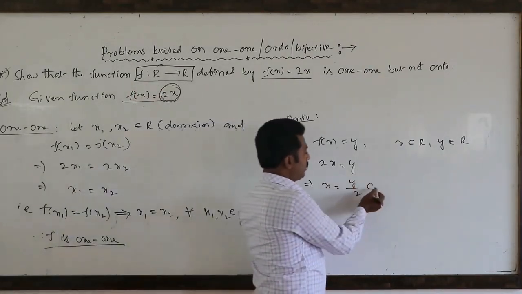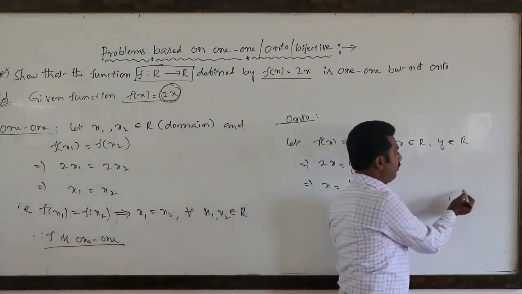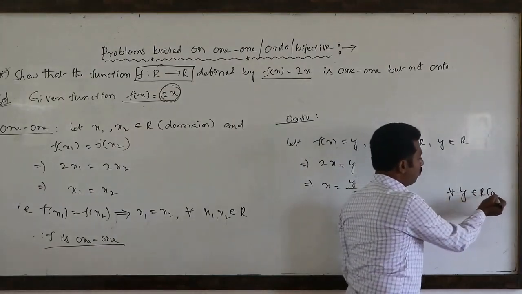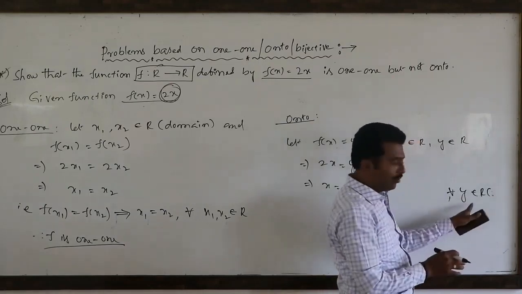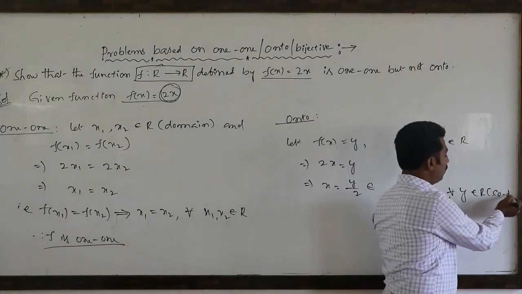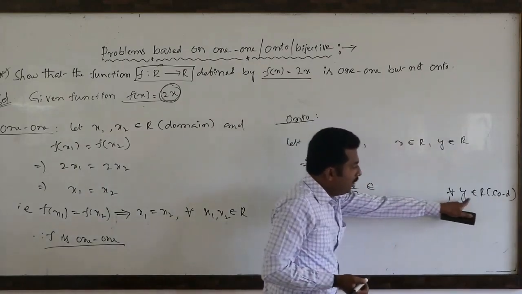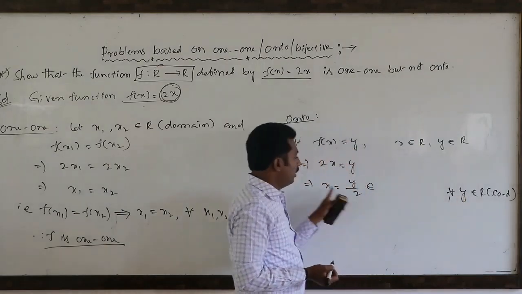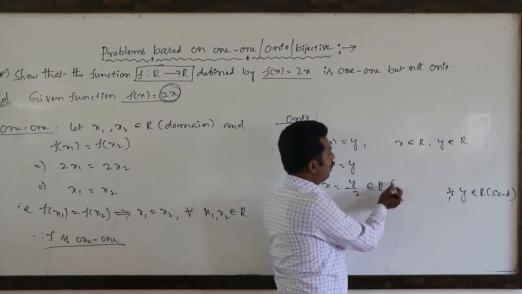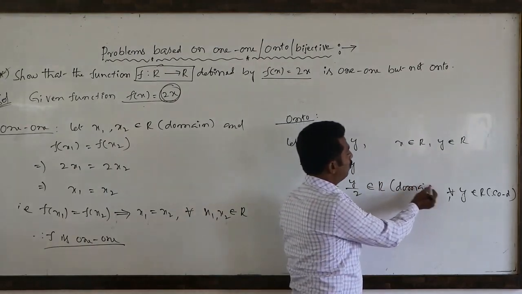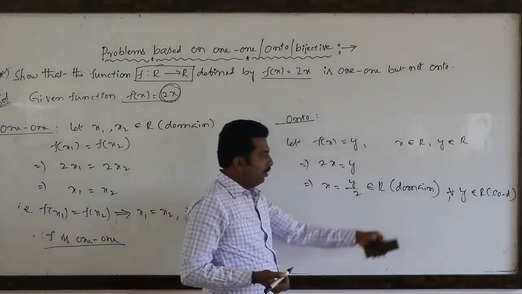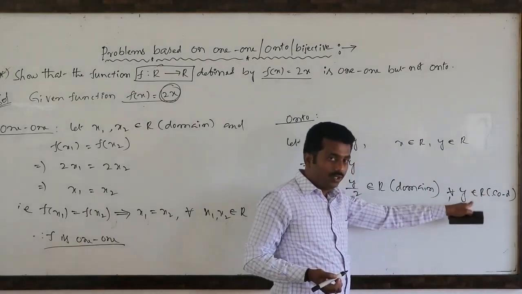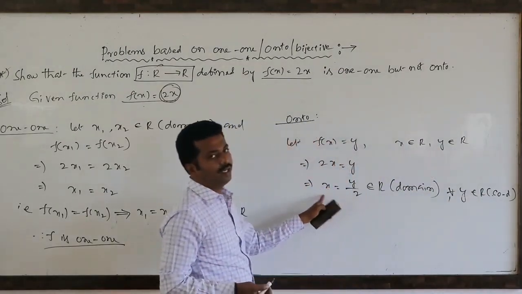So see here, how to write in reverse. If you write it, you can understand easily. For every y belongs to real numbers, means codomain, if you give any real value of y and substitute here, this x value also belongs to real numbers, that is domain. What is the meaning here? For every element in codomain, there exists at least one pre-image in domain.